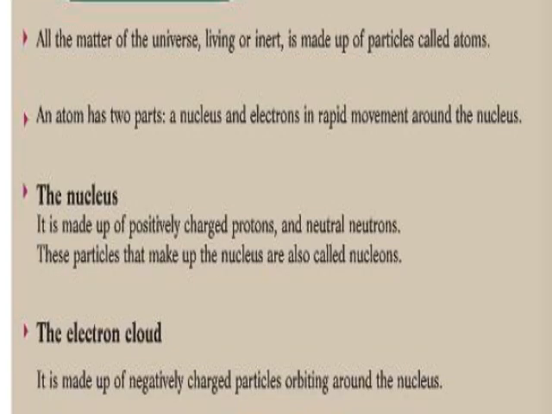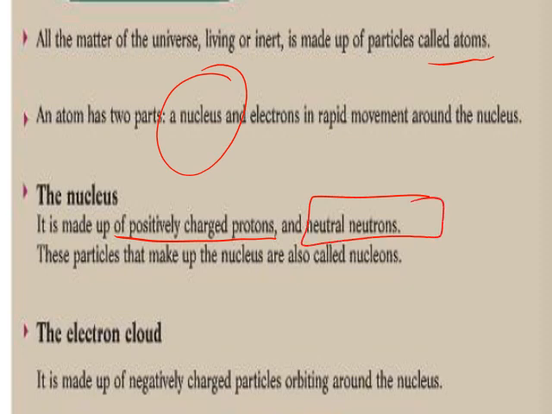All matter in the universe is composed of particles called atoms. We have two parts, a nucleus and electrons that move in the electron cloud. The nucleus is made of positively charged protons and the neutral neutrons. Together, the protons and the neutrons represent what is known as the nucleons. The electron cloud is made up of negatively charged particles orbiting around the nucleus.